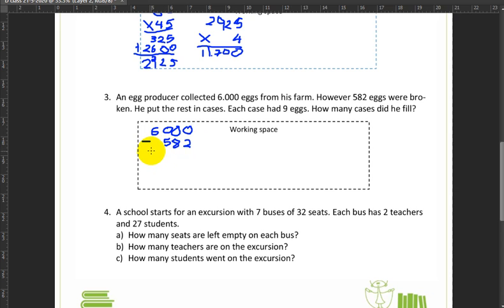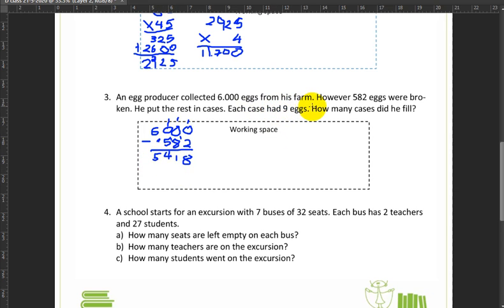And that's going to give us, well, let's actually not do it fast. I can't do 0 take away 2, so we do 10 take away 2 gives me 8. I return this. This becomes 9. 10 take away 9 makes 1. I return this down here. The 5 becomes 6. 10 take away 6 makes 4. Turn this down here. And the 6 take away 1 makes 5. So he has 5,418 eggs, right?